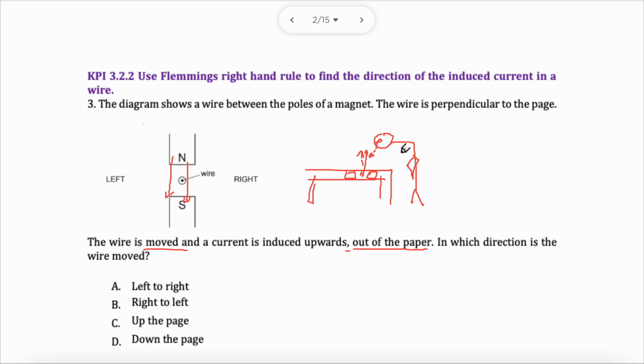So if that is happening, I have to now figure out the direction. The wire was moved. All right, fine. So I'm going to ignore my horrible drawing and get started with this. If this is happening, first I need to set my hand up in the way that I have my index finger. This is the right hand rule I'm doing.